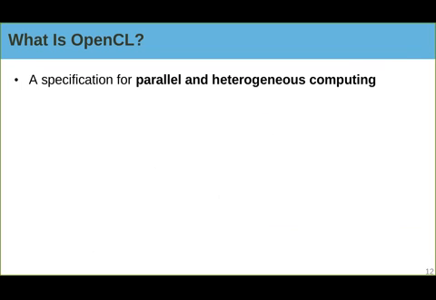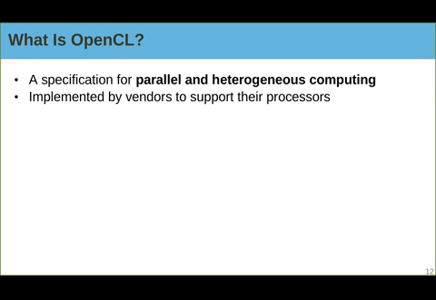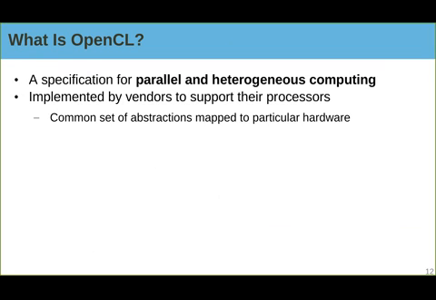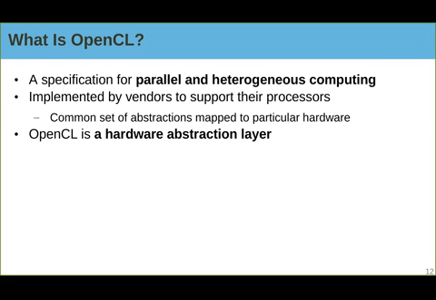So OpenCL, at the end of the day, is a specification for both parallel and heterogeneous computing. It's implemented by vendors to support their processors. So if you have an Intel piece of hardware, you will likely get an implementation from Intel. NVIDIA, you'll get it from NVIDIA. AMD from AMD, and so on. OpenCL contains this common set of abstractions that are then mapped to particular hardware by an implementation.